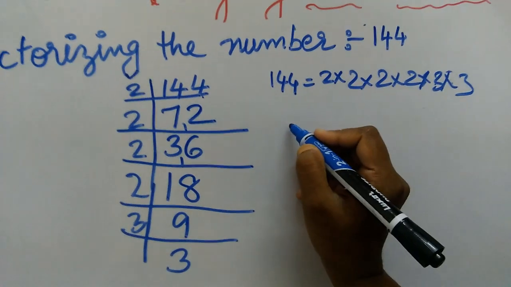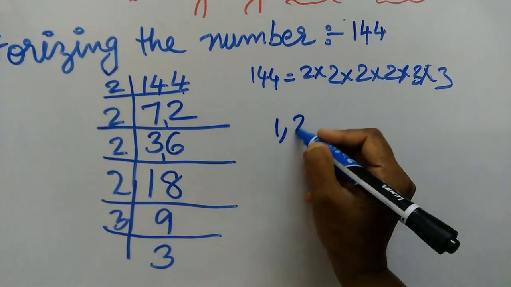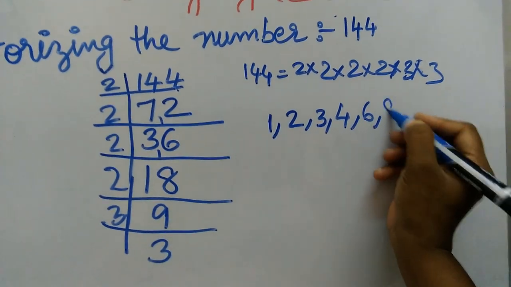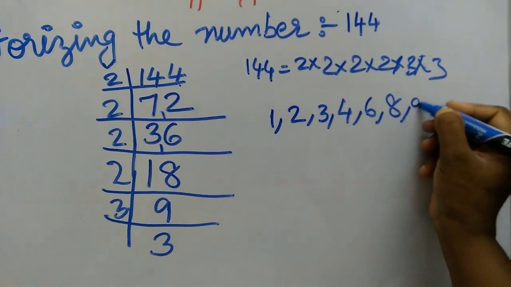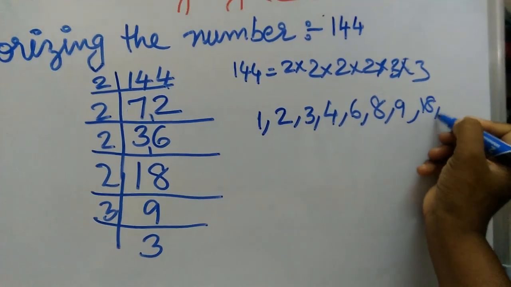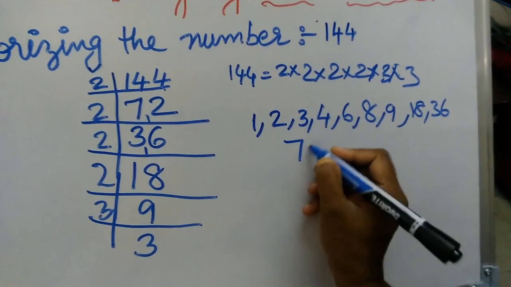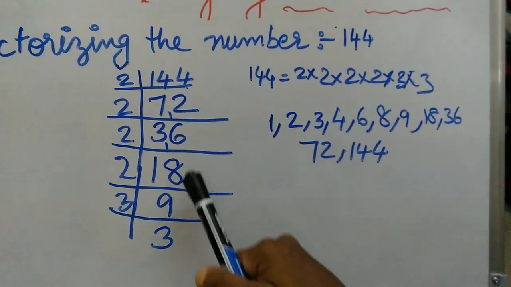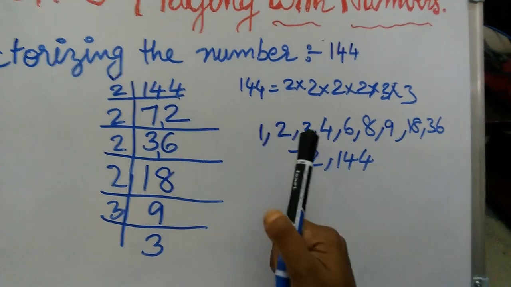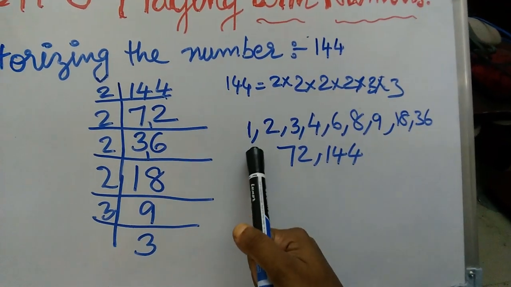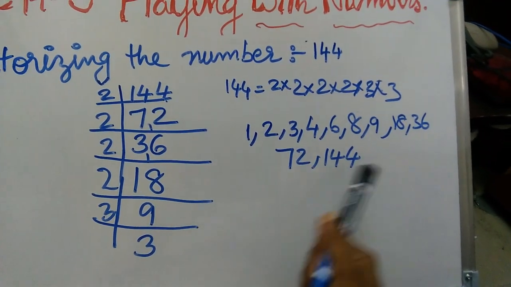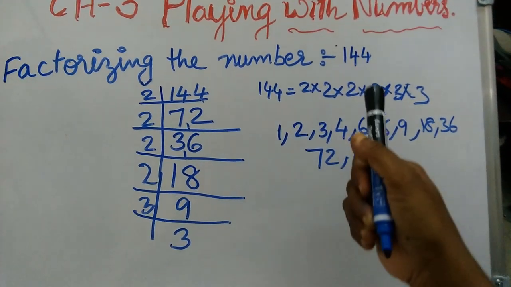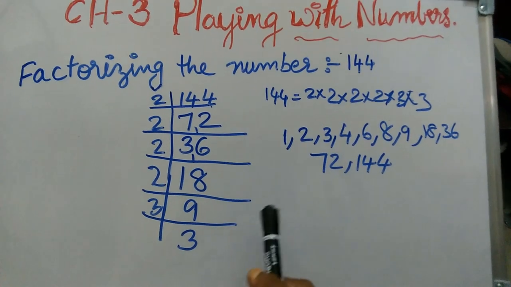Then the factors are 1, 2, 3, 4, 6, 8, then 9, 18, 36, 72, 144. Here 9, 18, 36, 72 are all coming. So these numbers are the factors of 144. This is the way of finding the factors.